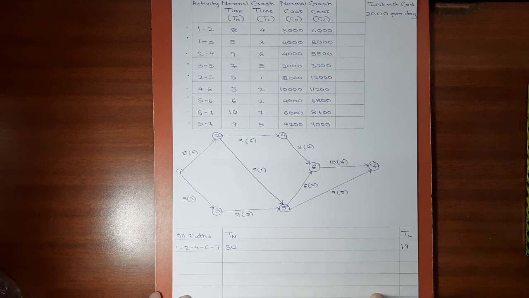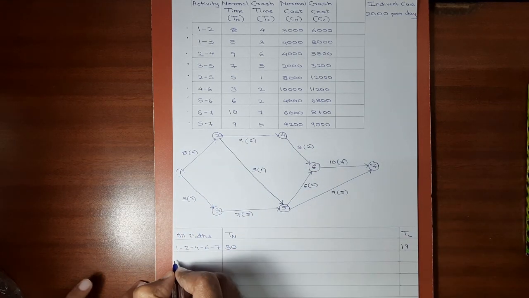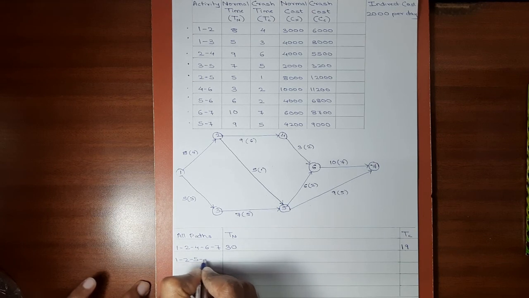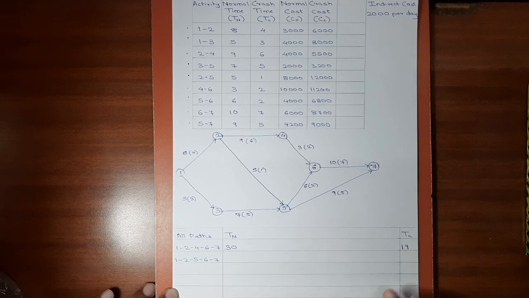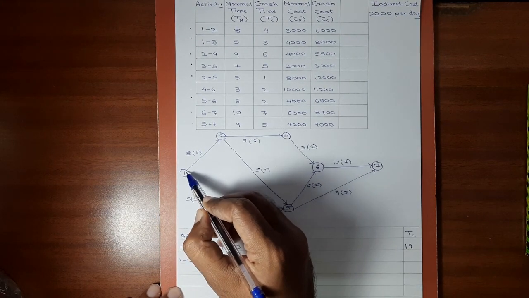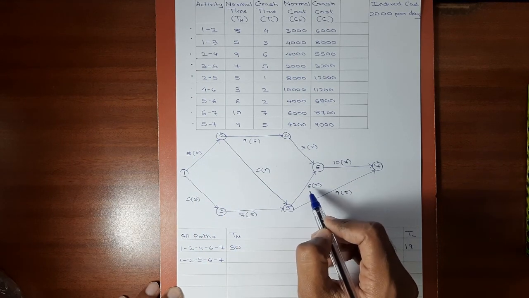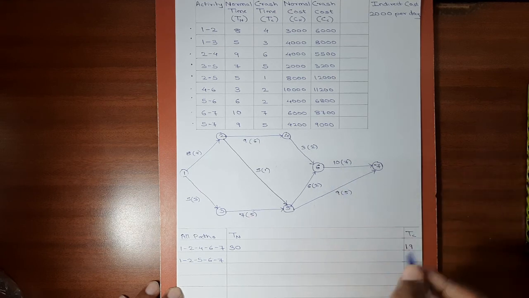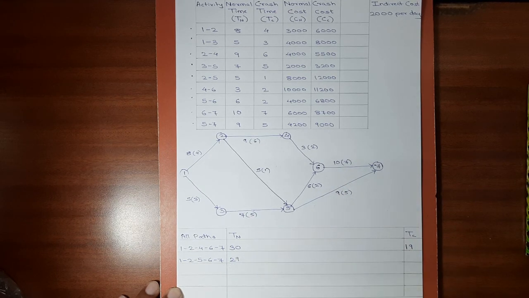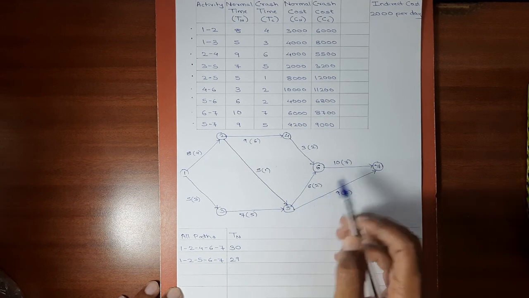First path is done. Now let's move on to the second path. The second possible path will be 1-2-5-6-7. The normal time of this path will be 8 plus 5, 13, 13 plus 6, 19, 19 plus 10, 29. Similarly, the crash duration for this path will be 4 plus 1, 5, 5 plus 2, 7, 7 plus 7, 14.